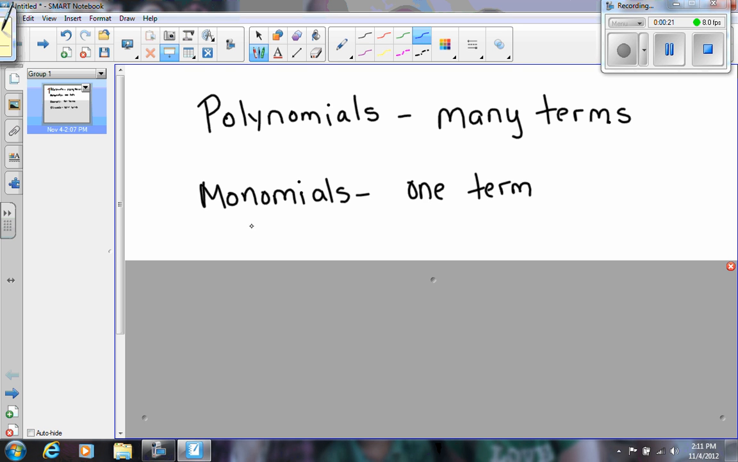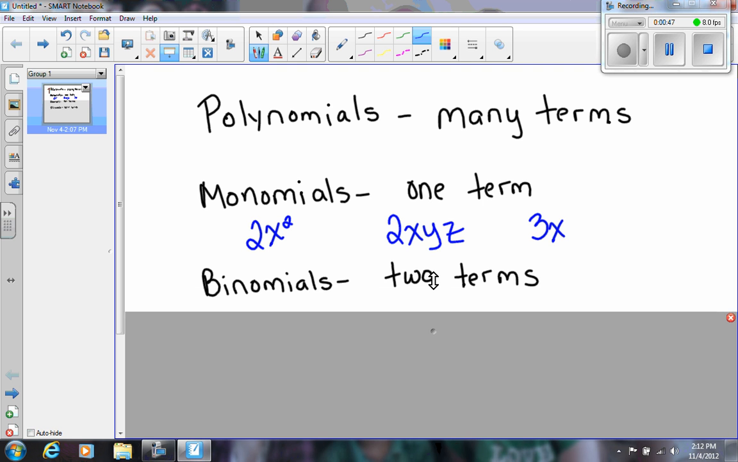And a monomial looks something like 2x squared. It's a monomial. Or you might have 2xyz is a monomial, or 3x is a monomial. So these are all examples of monomials. You can multiply things together, you can raise something to a power, and it is considered a monomial.